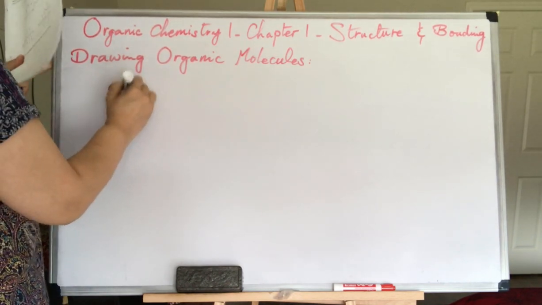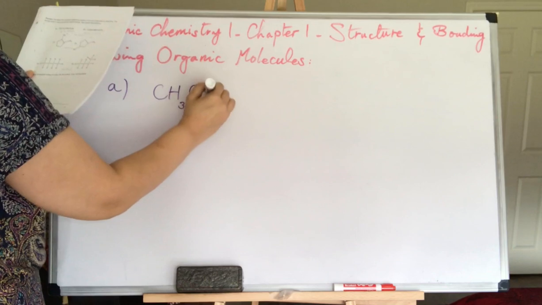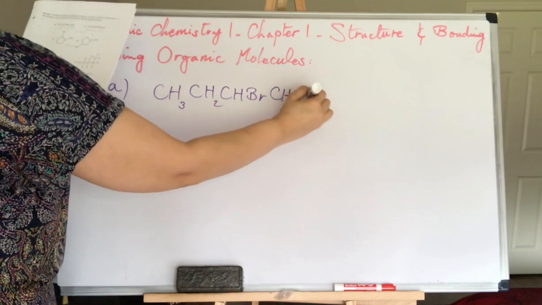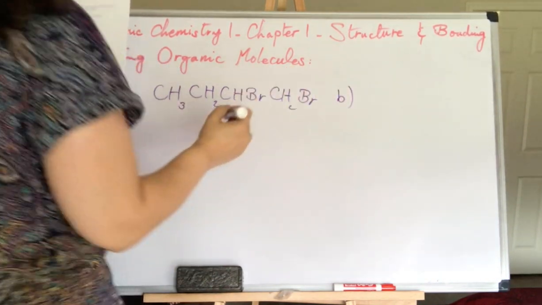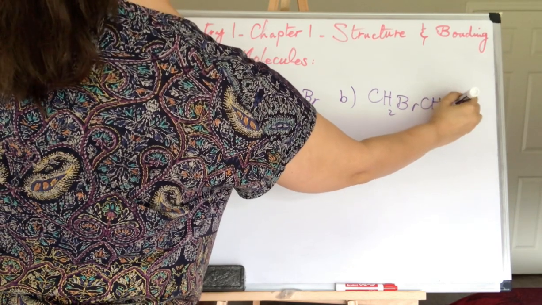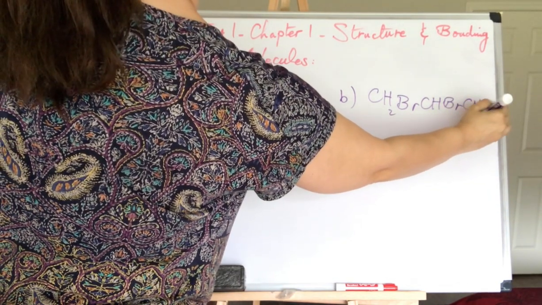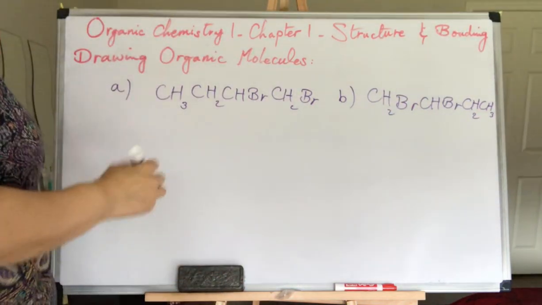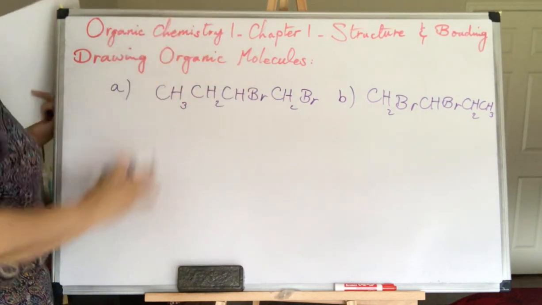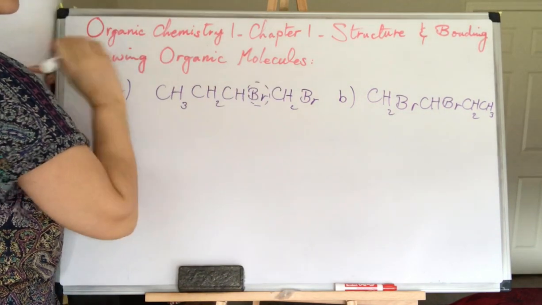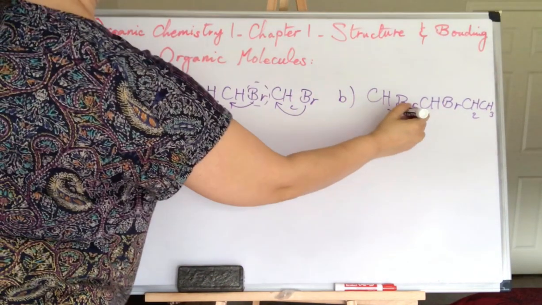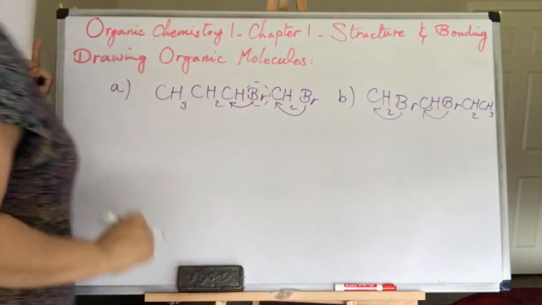So if we want to work on A, we have CH3, CH2, CHBr, and CH2Br. And B is CH2Br, CHBr, CH2, CH3. Okay, so this is the first time you see an atom except carbon and hydrogen in the molecule. So whenever you see a halogen like bromine or chlorine, it means that they are attached actually to carbons, to the previous carbons.